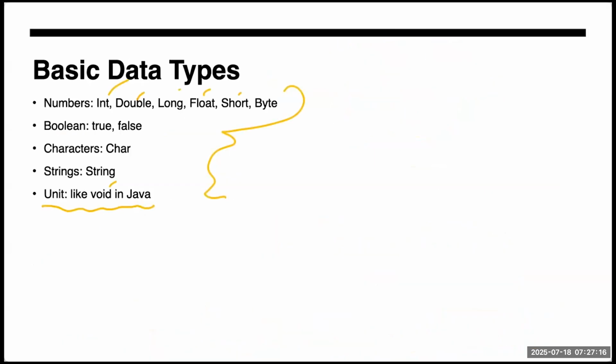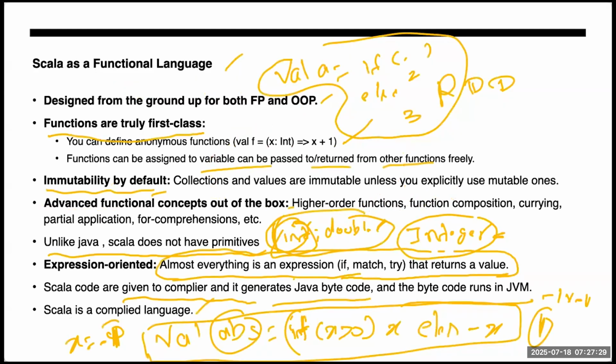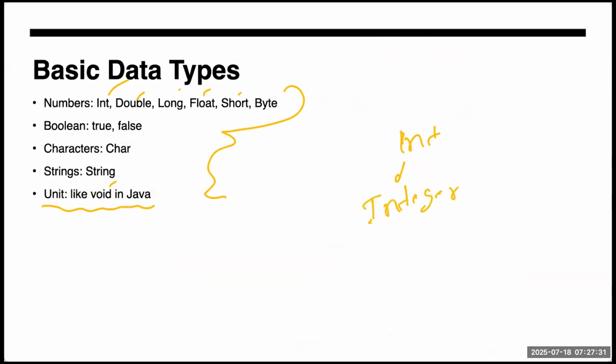In Java, you have int, which is primitive, and on top of it a wrapper, which we call Integer. But here, int is a data type, not a primitive. You can apply any function or method on it, on int, double, long, float, and these types.